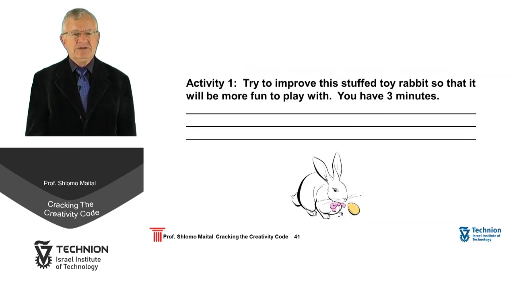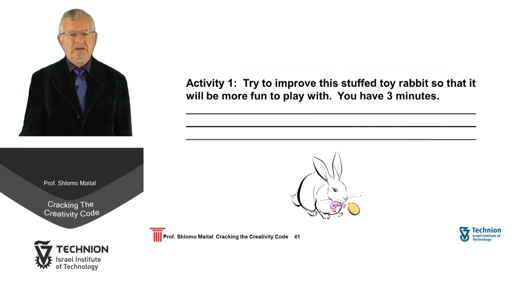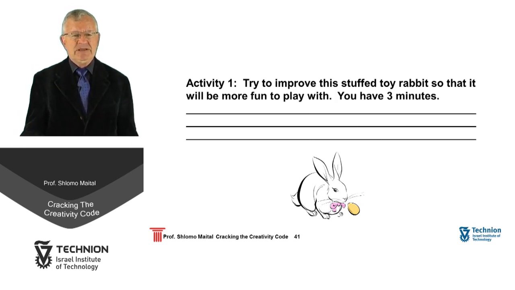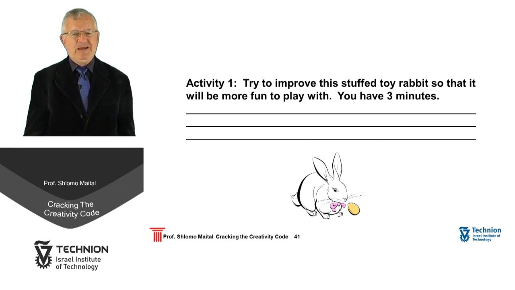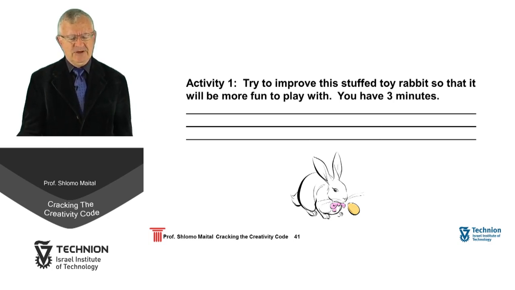So here is the first activity. You have 3 minutes. In the picture on the screen, you see a toy stuffed rabbit. Try to improve this stuffed toy rabbit so that it will be more fun to play with. What can you do with a soft stuffed toy rabbit that will make it more fun? You have 3 minutes to solve activity 1. Be creative.